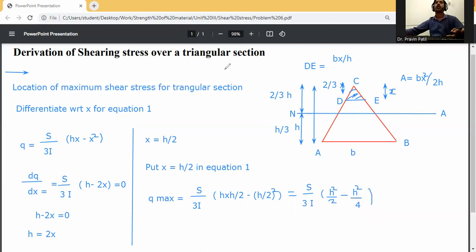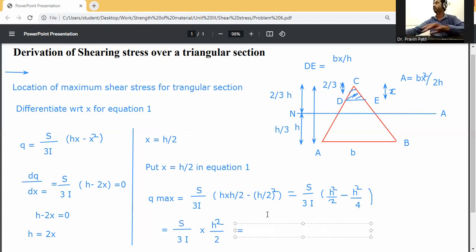Okay, final equation. It will be S by 3I. So it will be H square by 2 minus H square by 4, it will be H square by 2.